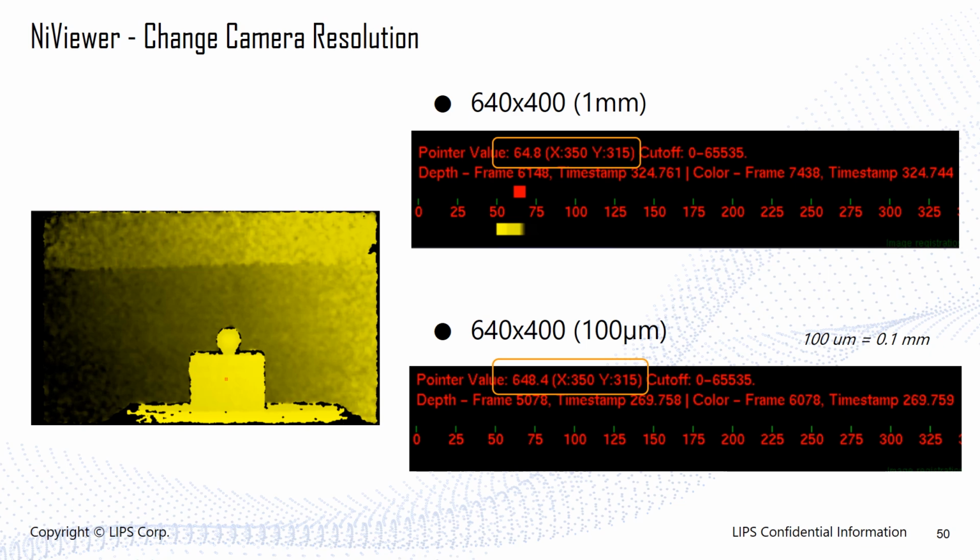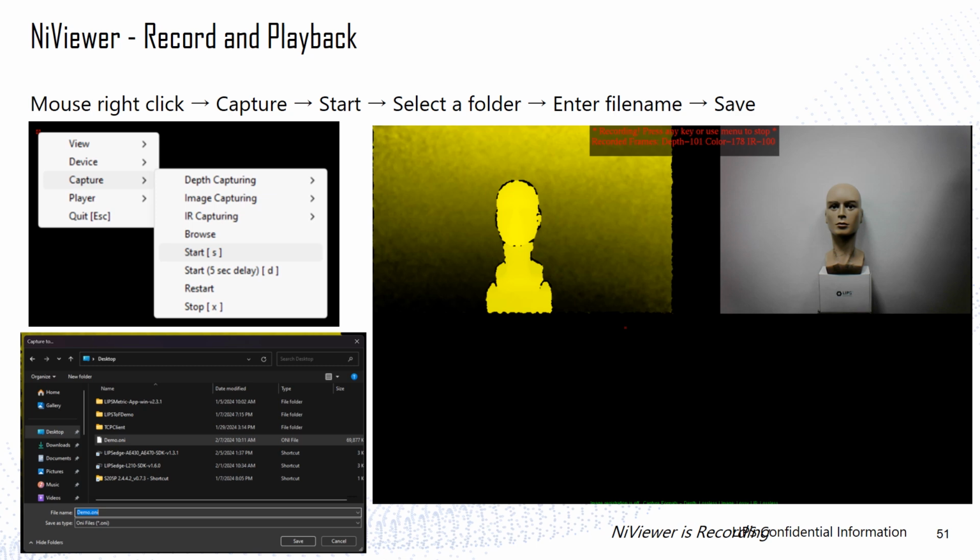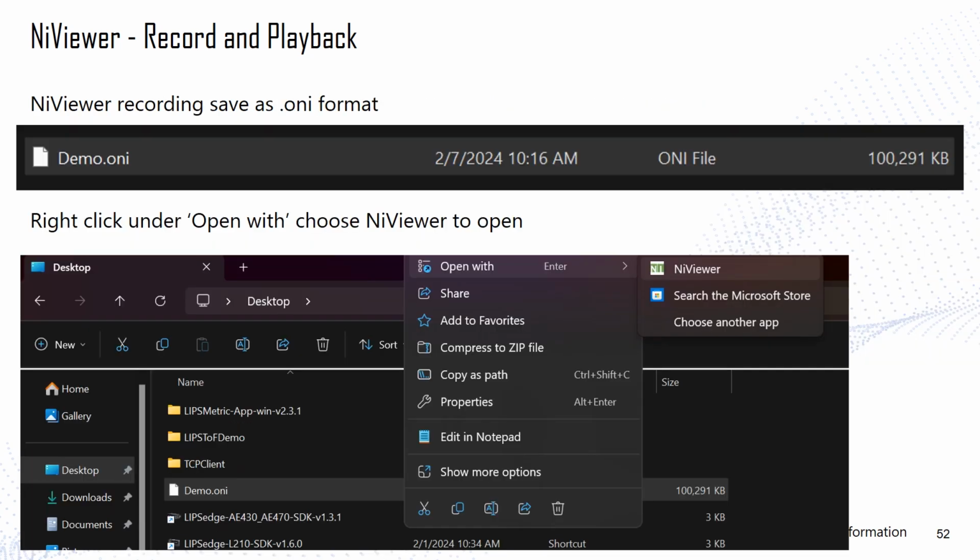depth displays 648.4 micrometer. The NI viewer also provides the feature of recording the streaming of the Lips Edge camera. For this, you can right-click the mouse, select Capture, Start, and then a folder where the streaming will be recorded to. All recordings from the NI viewer will be saved with the extension .oni, and to open the files the same NI viewer can be used.